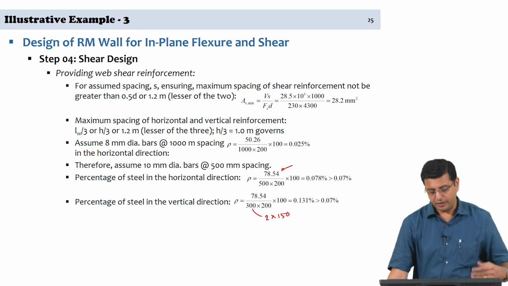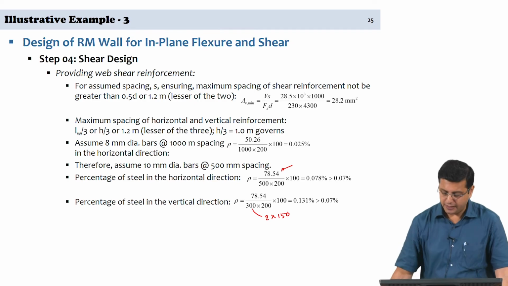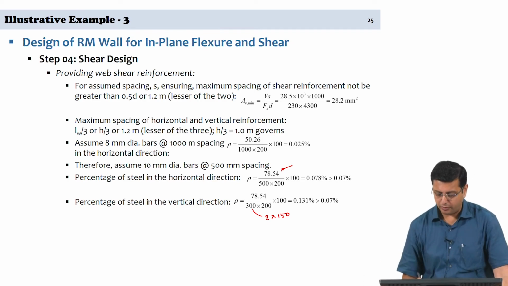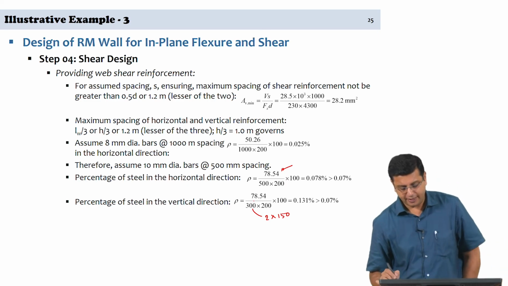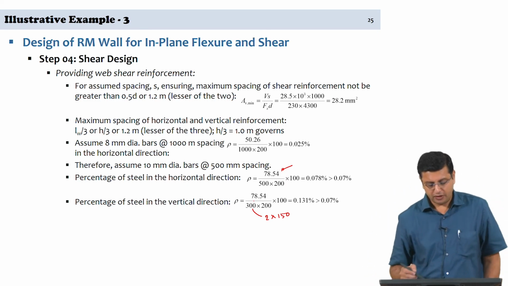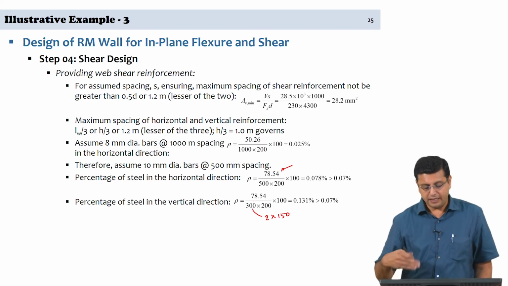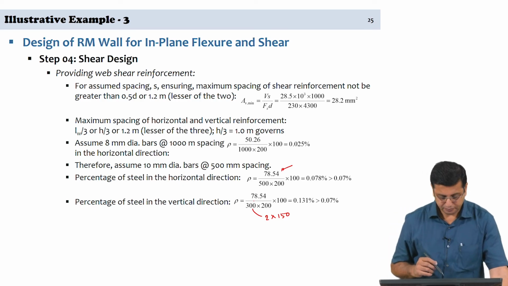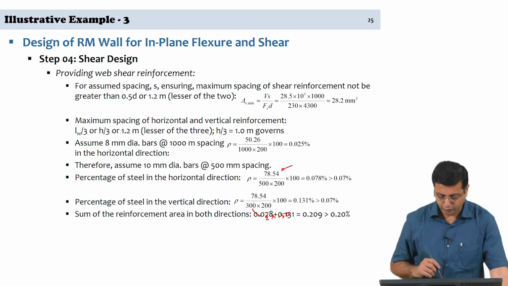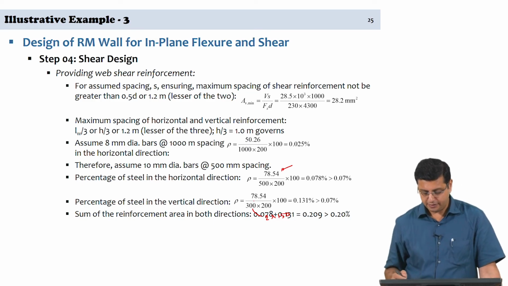You have another requirement that the steel in the vertical direction should be 3 times that of the horizontal steel, and therefore, you would have to probably reduce this to 150 and check that the additional requirement of vertical steel being 3 times that of the horizontal steel is also taken care of, and the sum of the reinforcement in both the directions would then be 0.078.